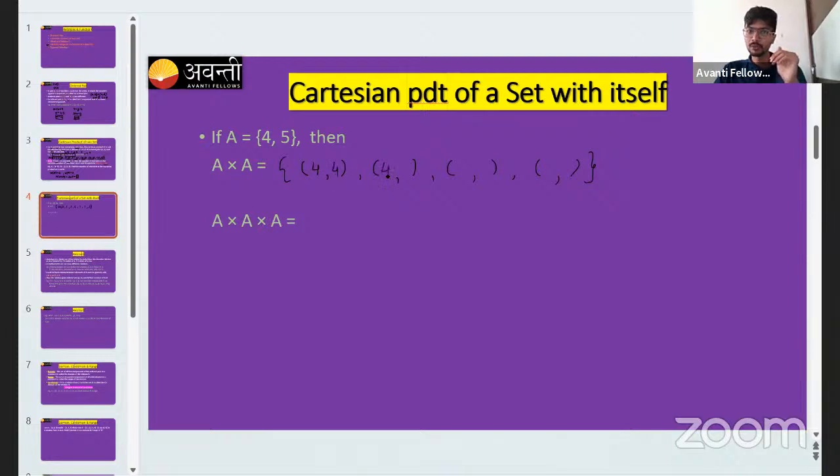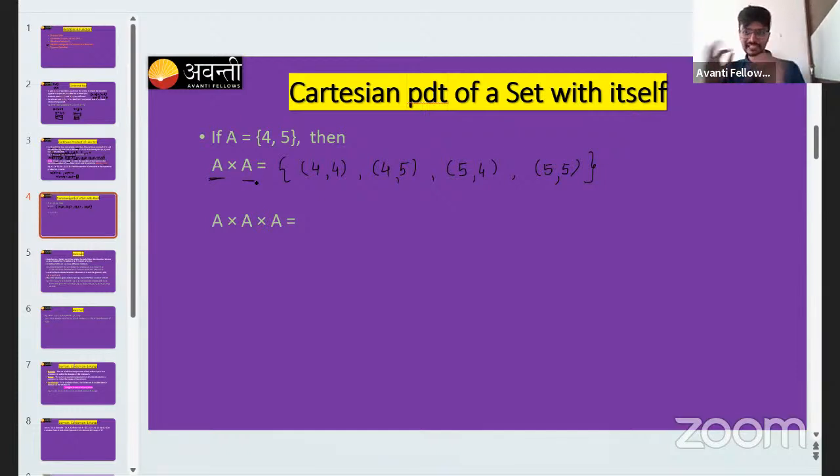Then I can write 4, 5. Then I can write 5, 4, and lastly 5, 5. So this is my A cross A, the Cartesian product of a set with itself. So here I can say Cartesian product of A with A itself. I hope you are getting it.